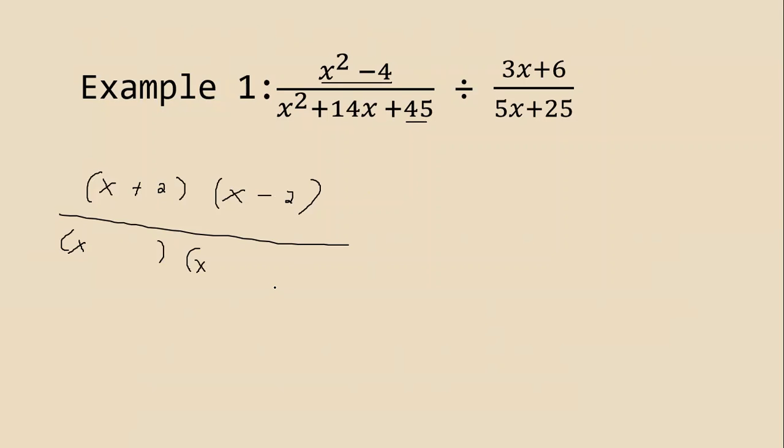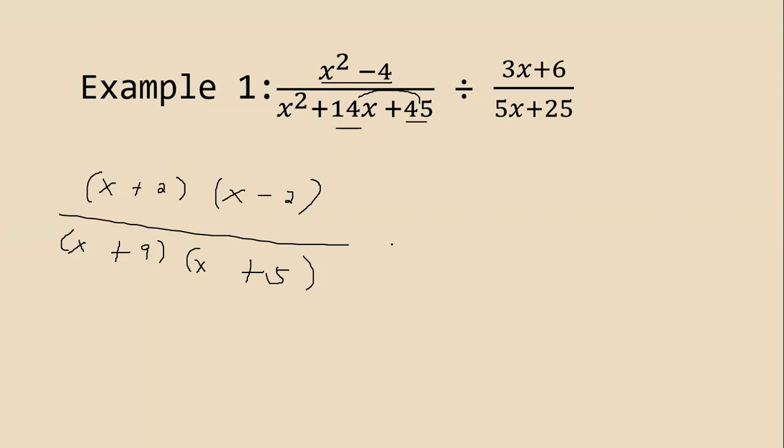For 45, we need two numbers that multiply to 45 and, if you add them, give 14. In 45, we have 9 times 5 and also 15 times 3. If you add 15 plus 3, your answer is 18, so that cannot be. So 9 plus 5 is 14, and 9 times 5 is 45. So 9 and 5.